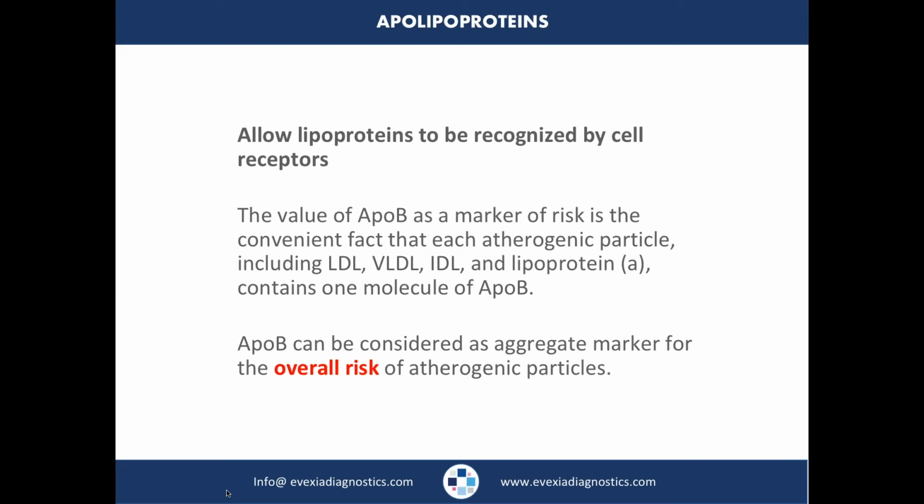The thing about this one on the slide here is the value of apolipoprotein B. That particular marker is on the low density lipoprotein cholesterol, the very low density lipoprotein cholesterol, intermediate density lipoprotein, and also on a lipoprotein called lipoprotein A, which we're reviewing. The bottom line here is that since that particular marker is on all of those atherogenic particles, it is considered an aggressive marker of overall risk. That's why you'll see on the Evexia panels that some of the panels include apolipoprotein, particularly apolipoprotein B. So please keep that in mind.